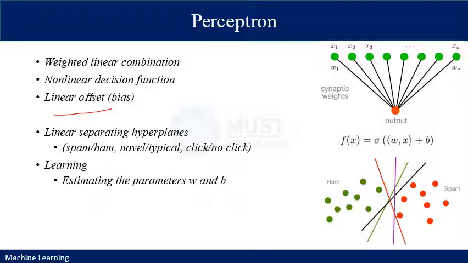So a simple perceptron can classify different examples using linear separating hyperplanes, such as the examples of spam or ham emails, or novel or typical examples, or click or no click examples using linear classifiers as depicted here. If you recall the perceptron learning algorithm, the learning was based on estimating the parameters: the weight attributes and the bias term.